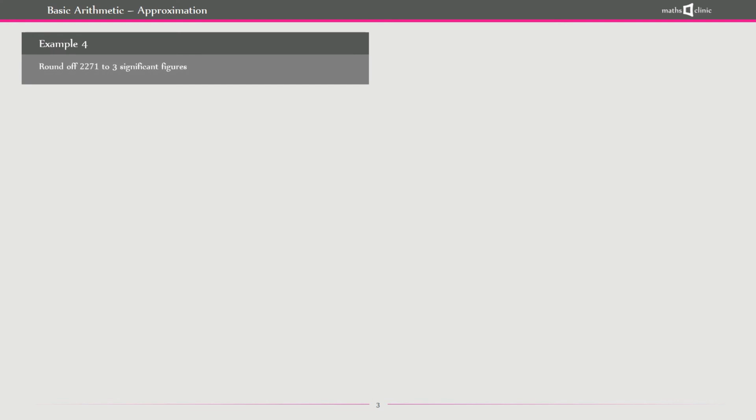Example 4. Okay, we do have a few more examples. Example 4 says round off 2,271 to 3 significant figures. Now, significant figures, a very interesting concept. Let's get to it. What are significant figures?